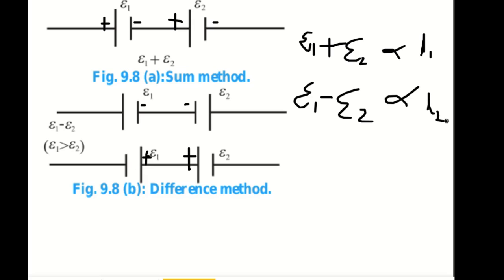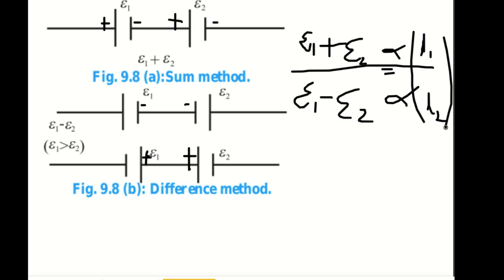I am measuring the length in the same kind of circuit, but instead of two parallel circuits I have one series circuit, and I measure the lengths L1 and L2 when the galvanometer shows null deflection. As in the previous case, we take the ratio of these two, and we get epsilon 1 plus epsilon 2 divided by epsilon 1 minus epsilon 2 is equal to L1 divided by L2.